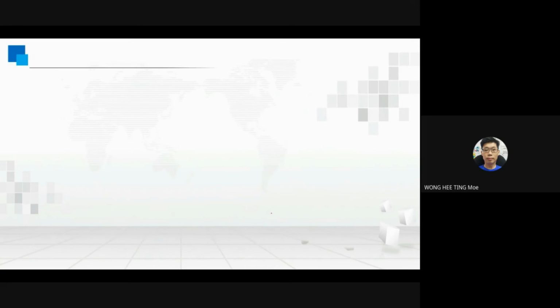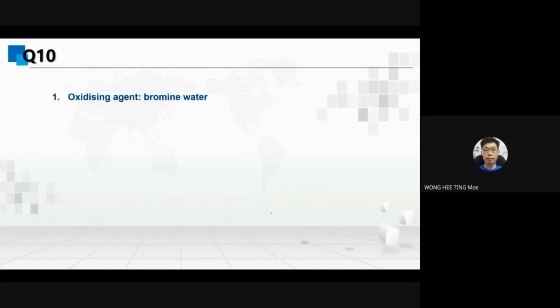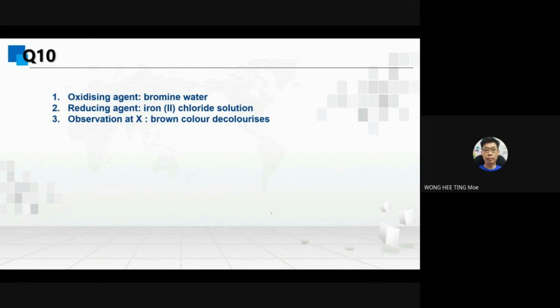Okay, so here, suggested we can directly discuss. So meaning that based on the modification, right? Okay, we have to follow this one. So the oxidizing agent now is bromine. This one maintain, right? The reducing agent will be iron 3 chloride. You can change to iron 2 chloride. You can change to iron 2 nitrate also can. It's up to you. Observation at X.